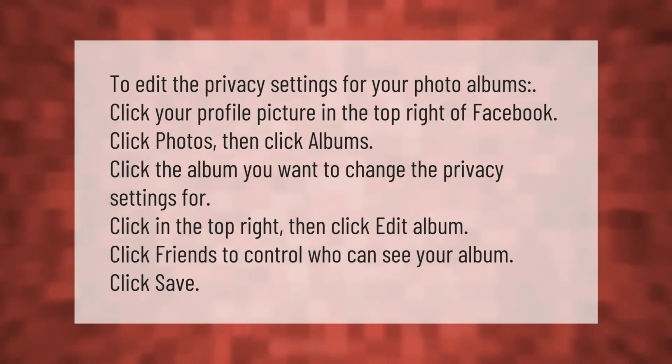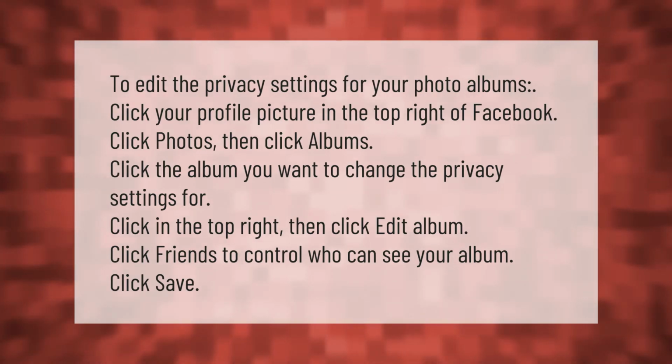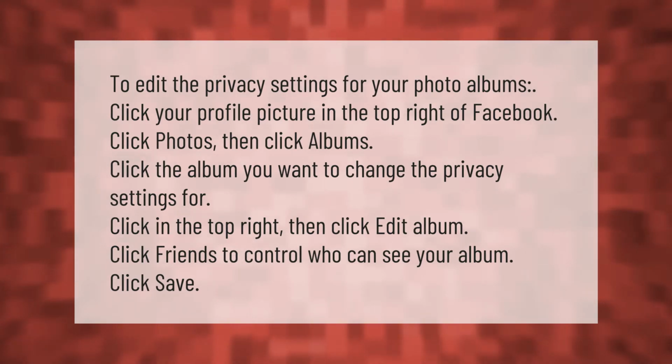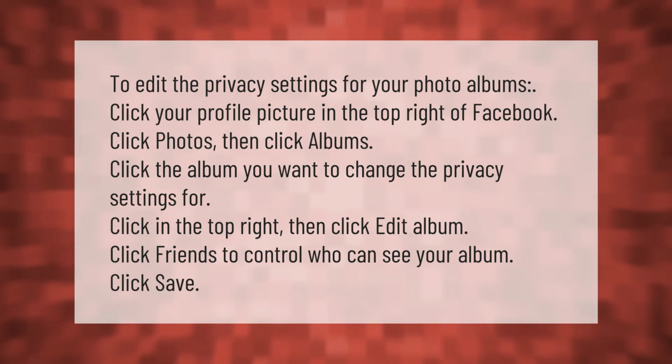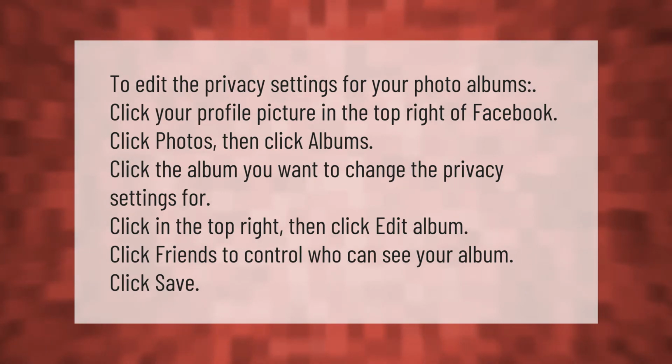To edit the privacy settings for your photo albums, click your profile picture in the top right of Facebook. Click Photos, then click Albums. Click the album you want to change the privacy settings for. Click in the top right, then click Edit Album. Click Friends to control who can see your album. Click Save.